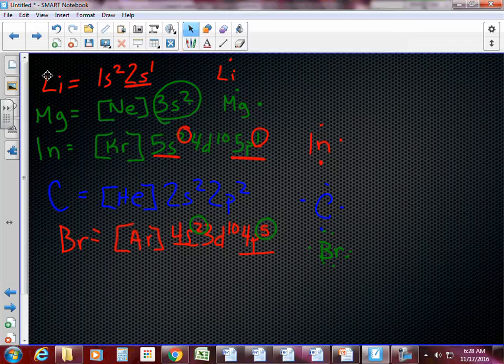The maximum amount you can have is 8, but it's pretty simple. Just 1 dot on each side, then pair them up.